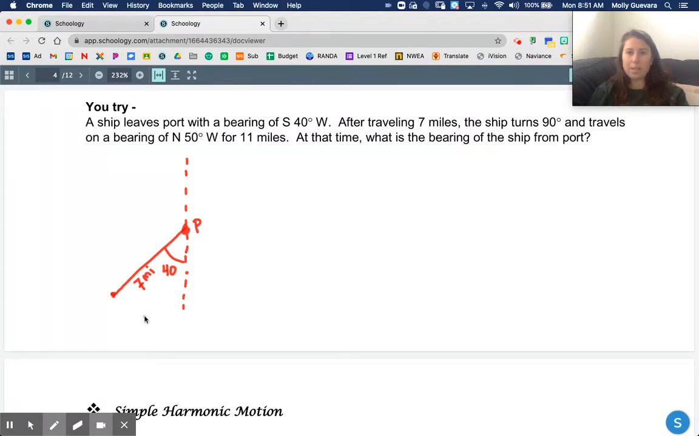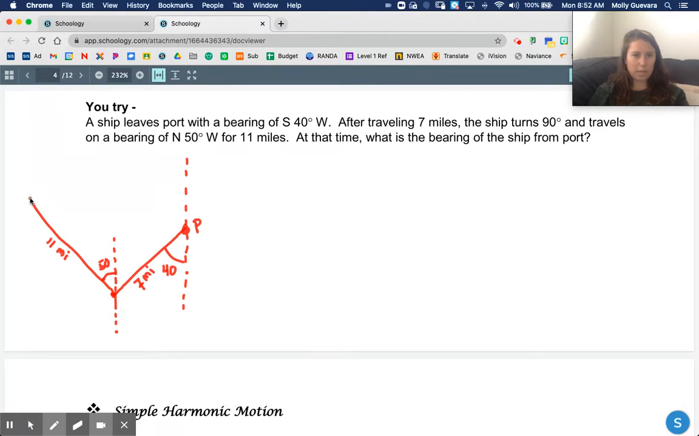Okay. Then the ship turns 90 degrees, like that, let's say. And again, if I draw that north-south, it's traveling at north 50 degrees west. So that means that this right here is 50 because I start at north and I go 50 degrees west. And it travels along there for 11 miles. Okay. Then it's saying at that time, what is the bearing of the ship from port?